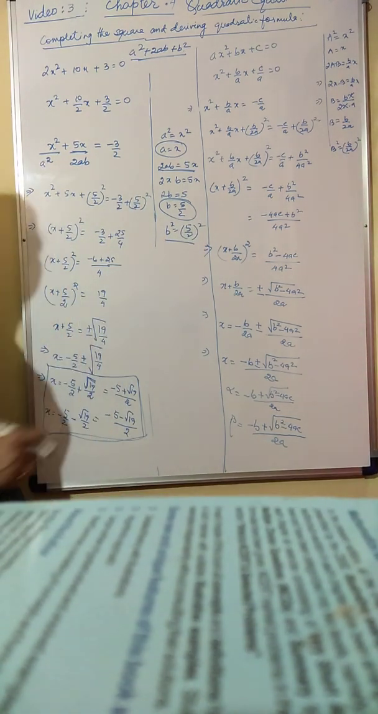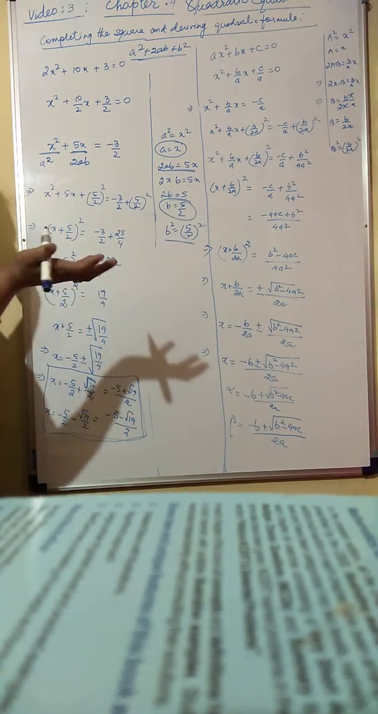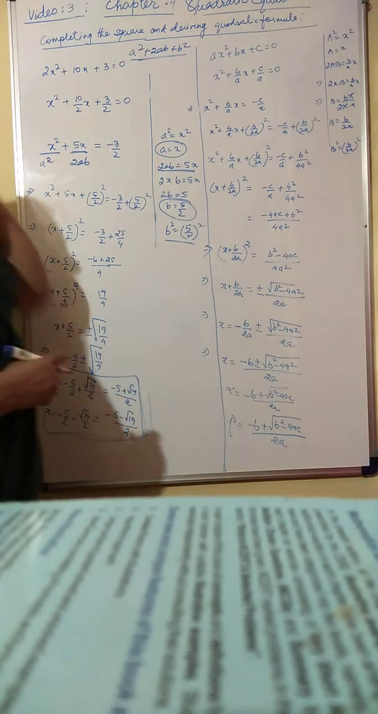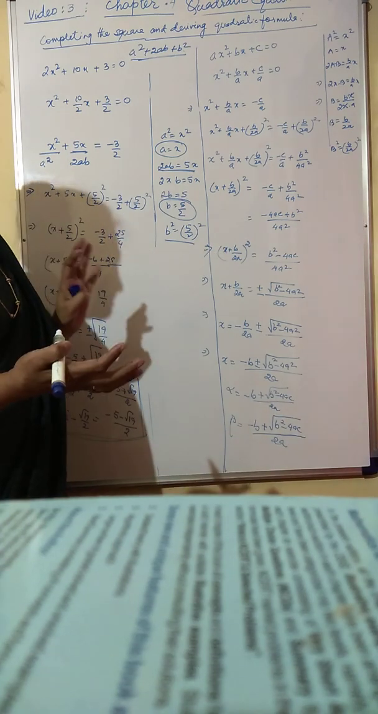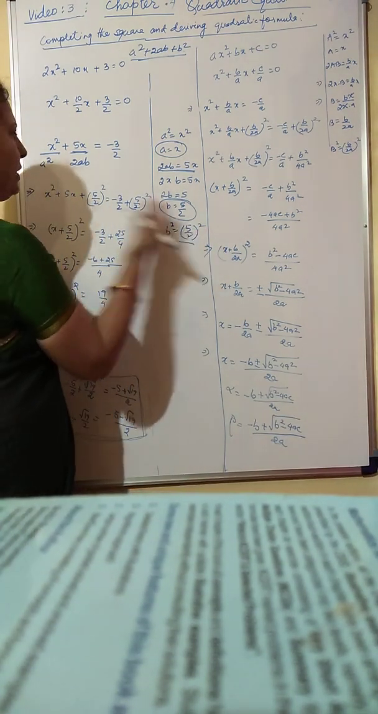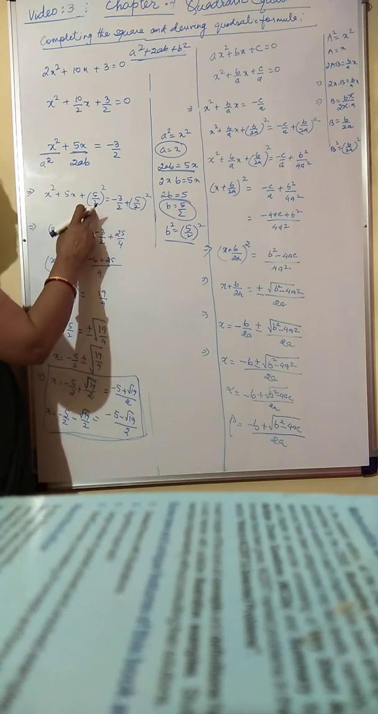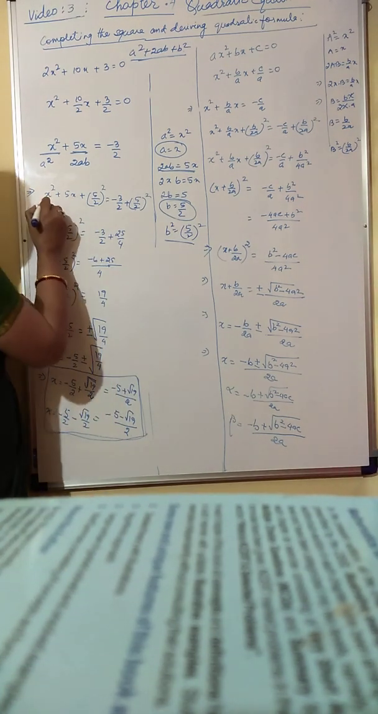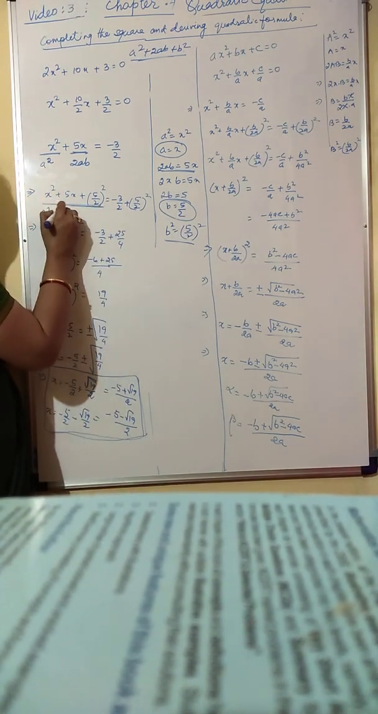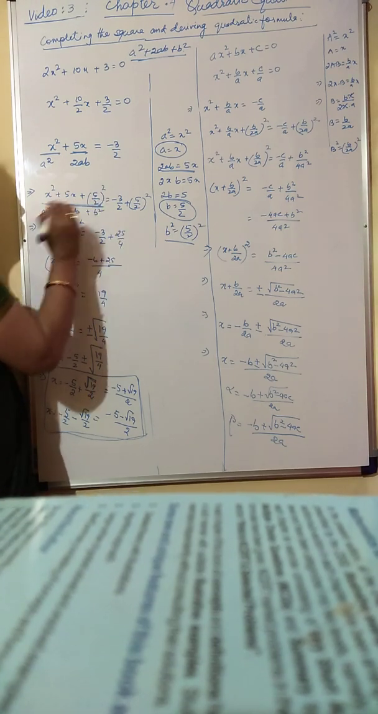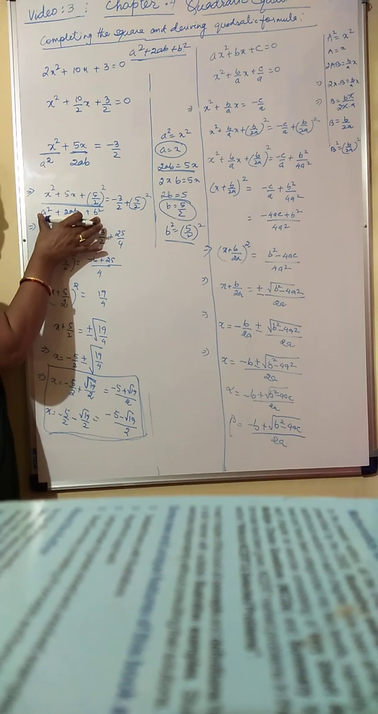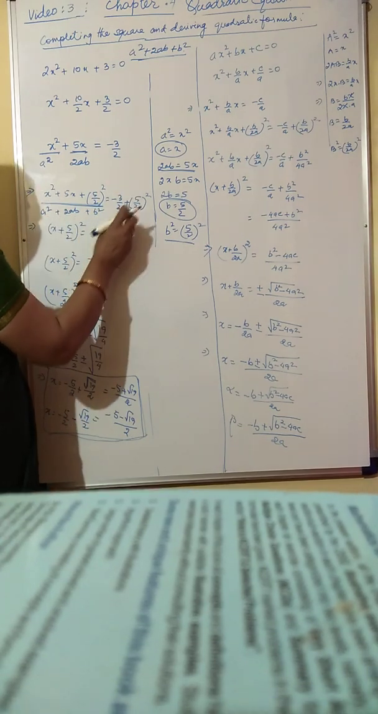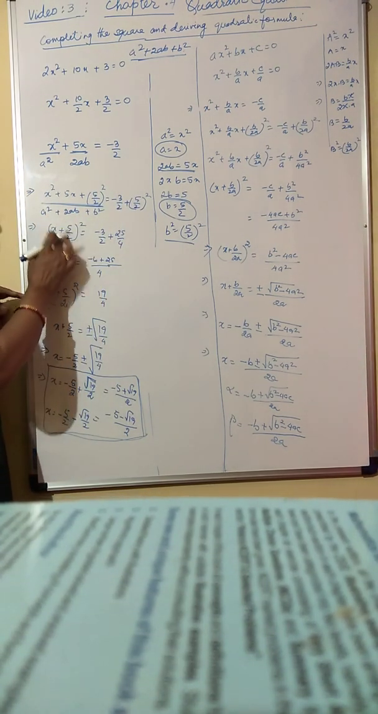Now that b square term, you add on both sides of the equality. It balances the equation, because by the method of transposition we know that we can add a constant value on both sides of equality. So we can add 5 by 2 whole square on both sides. So I have added 5 by 2 square here and 5 by 2 square on RHS. Now my LHS has become a square plus 2ab plus b square. So on LHS I have the complete square terms where a is equal to x and b is equal to 5 by 2, so I can write it as a plus b whole square.